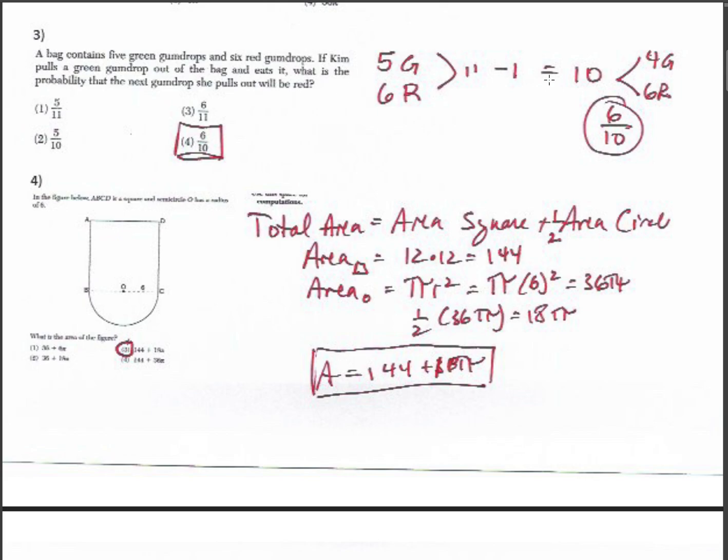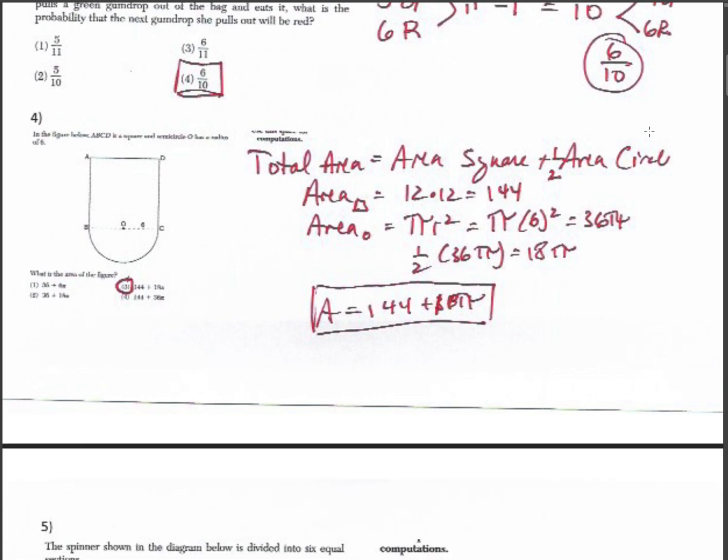Well, now there's not 11 in the bag anymore. There were 11, but she ate one, so now there's only 10. The one that she ate was green, so there are 4 greens left and 6 reds left. So that means 6 out of 10 is that probability.